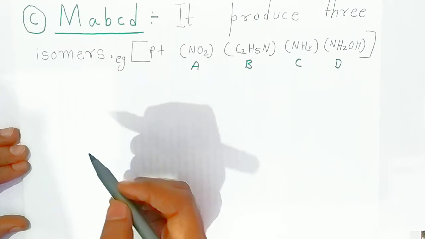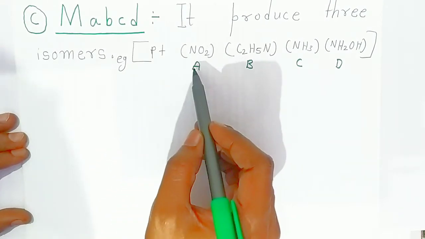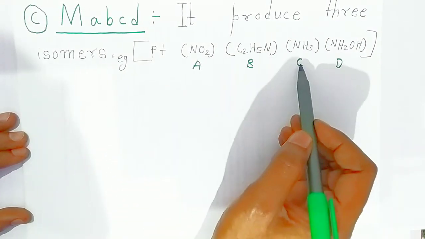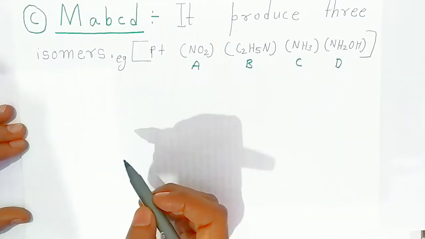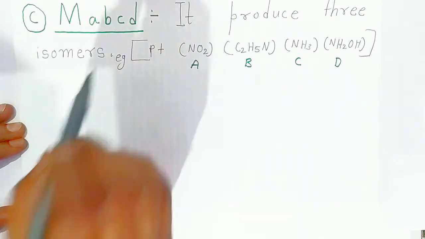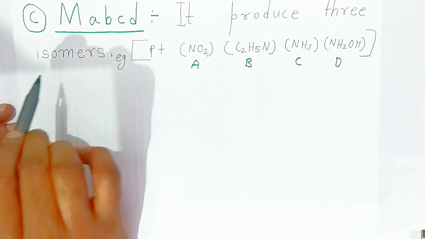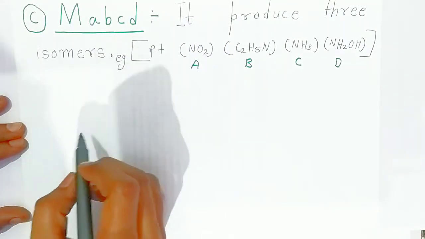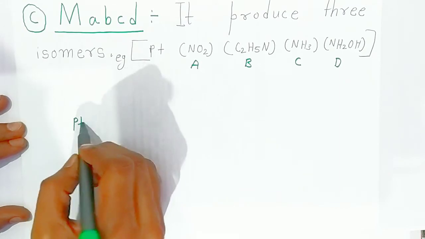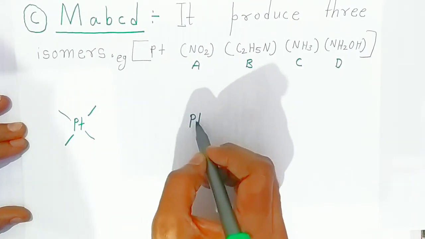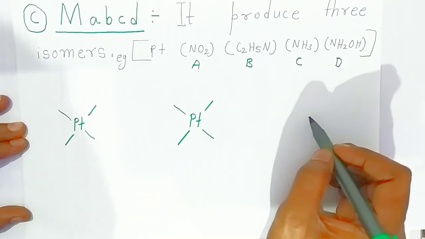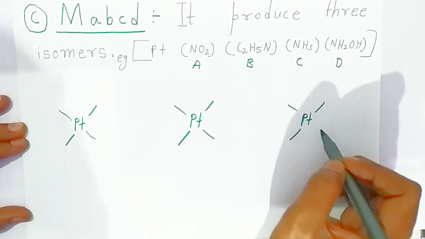So in the examination, students, how are you going to write? First you have to write A trans to B, then A trans to C, then A trans to D. This type of all trans product you will get, students. Because here they are asking, it will always produce how many? If all the ligands are different, you will get 3 isomers. So you make the platinum at the center, because it will form the square planar complex. You can write like this. Here also platinum will be at the center. This way you have to write. Platinum will be at the center. This way you can write the square planar complex.